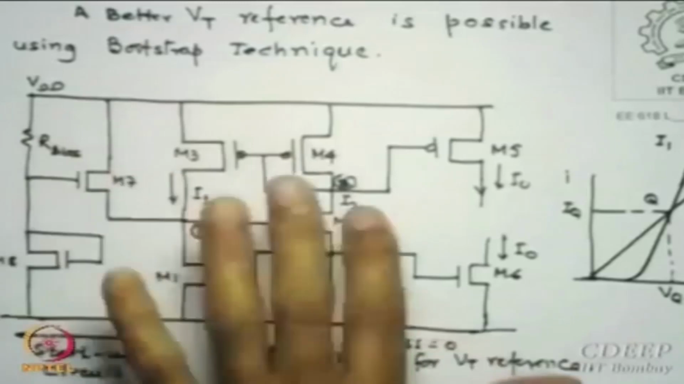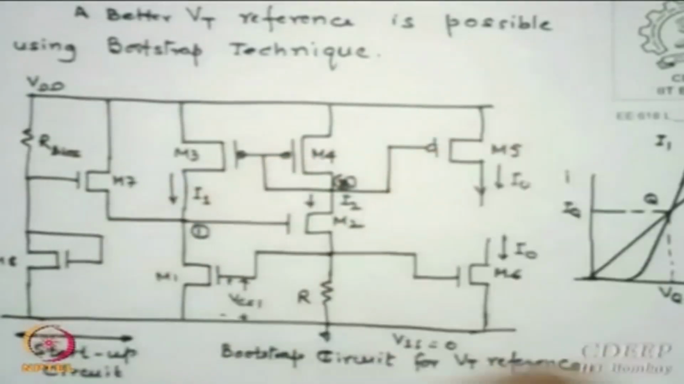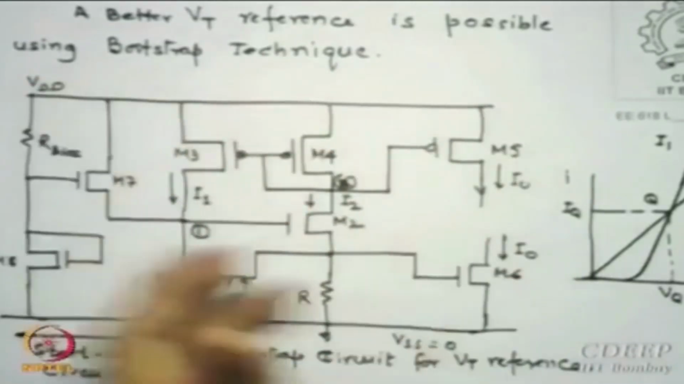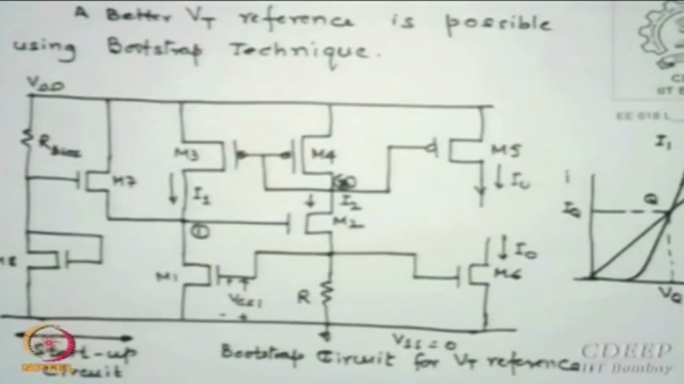These currents are transferred to M5 and M6, and right now their W by Ls are the same: this is same as this and this is same as this, and therefore the same current is flowing in the N channel as well as in the P channel. Please remember I can make that difference if I need. What do I do? I increase the size and I have the other currents possible.